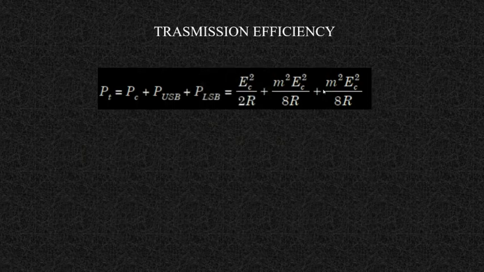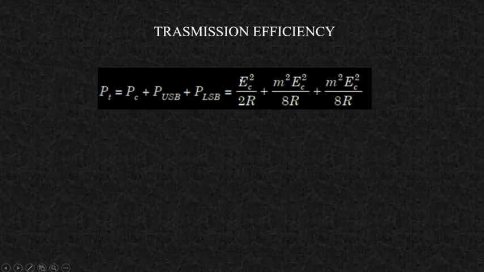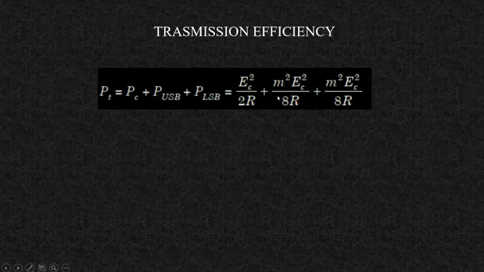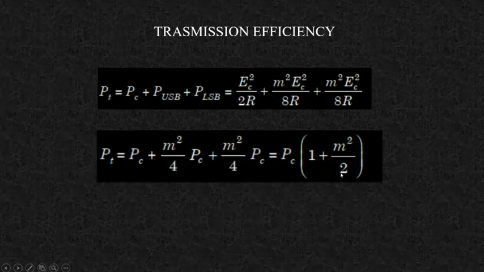Now for transmission efficiency, I think I have already given you how we calculate the total power. Total power is the carrier power plus upper sideband power plus lower sideband power, which is nothing but Ec square by 2R, because we are considering the RMS value of your carrier signal. So m square Ec square by 8R plus m square Ec square by 8R. If you put it in terms of Pc, Ec square by 2R is nothing but the carrier power. So Pc(1 + m square by 4 + m square by 4), which is nothing but Pc(1 + m square by 2).